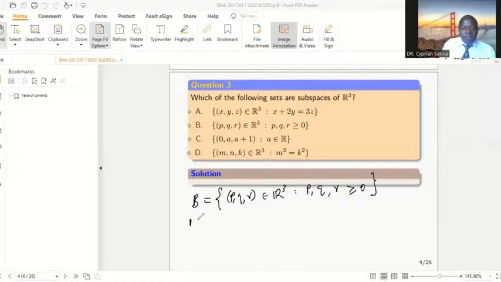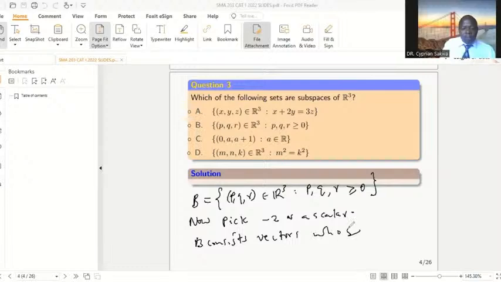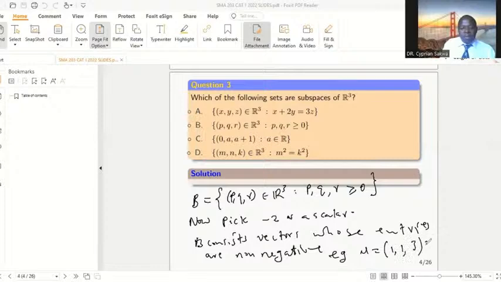For instance, pick a negative scalar. Pick any negative scalar. We know that from this definition, B consists of vectors whose entries are non-negative. So those are the vectors. So for example, we could have a vector U which is 1, 1, 3, and this one will be in B, because all the entries here are non-negative.